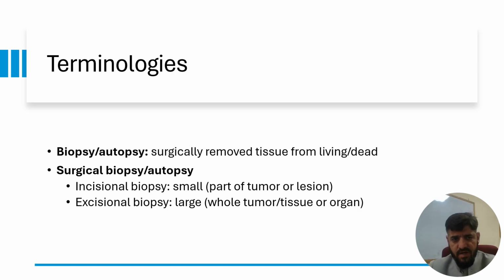This biopsy and autopsy is further classified into incisional biopsy and excisional biopsy based on the size of the biopsy. If we have a small size of biopsy, like a part of the tumor or lesion, it is known as incisional biopsy, while if the size of the tissue is large, like the whole tumor or whole tissue or whole organ is surgically removed, then this type of biopsy is known as excisional biopsy.